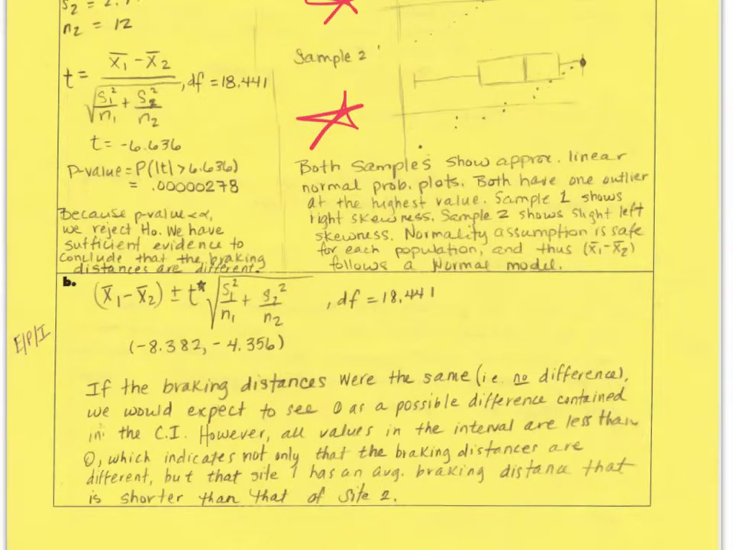Also make sure that you are explaining very well, or providing a probability statement for your p-value. You have to tell me what the p-value represents. You can't just give me a number. Communicate to your reader exactly what's going on. You can see the decision here. We have sufficient evidence to conclude that the braking distances are, in fact, different because we rejected the null hypothesis.